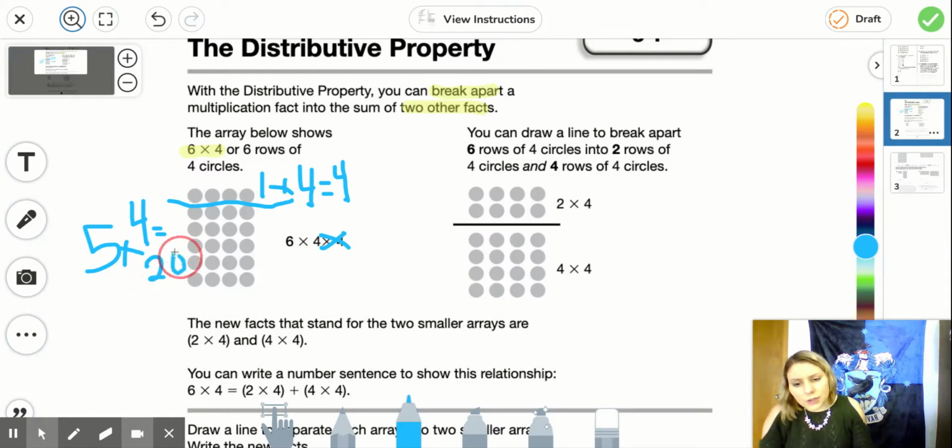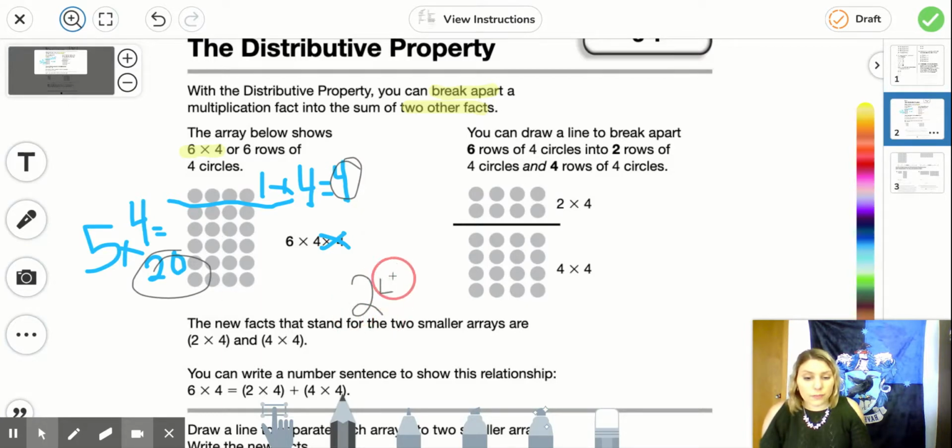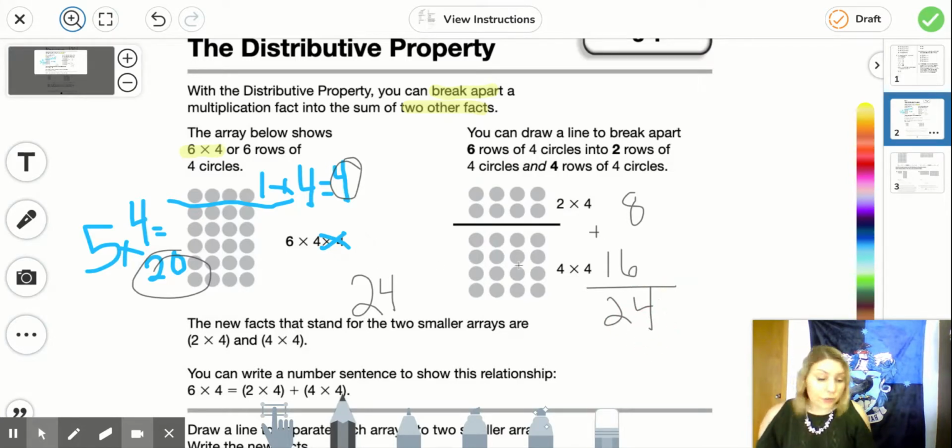And then I can add those 2 partial products, those 2 part answers, which is 4 and 20. And 20 plus 4 will be 24. If I were to break it apart this way, I will still get the same answer. 2 times 4 is 8, and 4 times 4, I've got 4, 8, 12, 16. And 8 plus 16 will also get me 24. So this example up here is to just show you how they broke it into 2 smaller arrays to be easier to solve the problem.